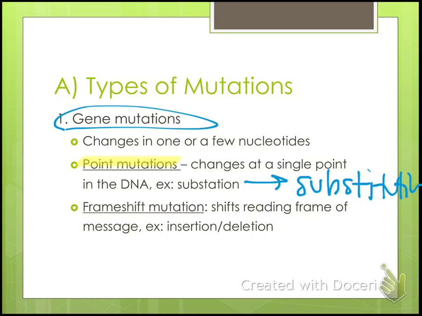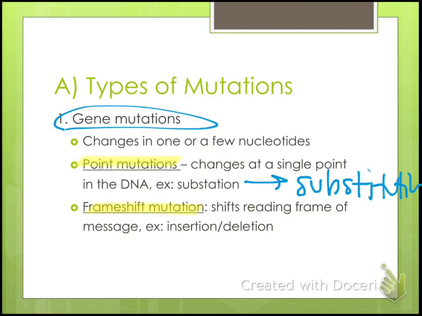The second type of gene mutation is called a frame shift. Now, we talked about on Tuesday that codons is how you read code. Codons is 3 bases at a time. That's how we look at code. 3 bases together will code for an amino acid. We know amino acids chained together will make a protein.